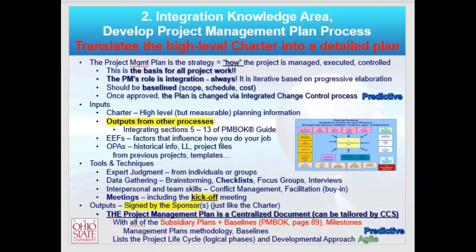When I build my project management plan, it is here I determine what type of project I'm going to do, predictive or agile. It's important to the whole planning process. And so I'll list the life cycle and the developmental approach.